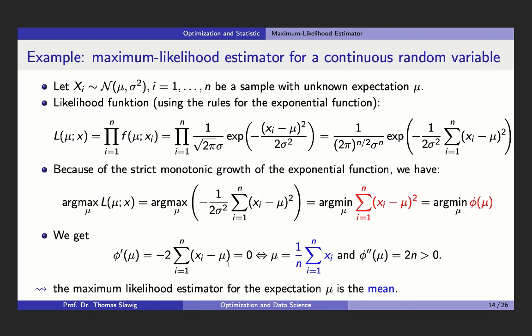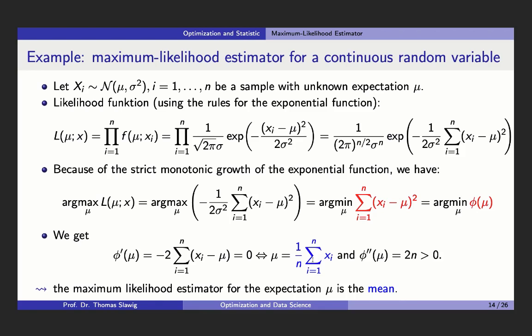So this is the minimizer of this function, because we also have the second derivative of this function. So here again, another time computing the derivative, we get a constant value as in the last example, which is greater than 0. So this is really a minimizer of this function. And this is again the mean. So the mean is the maximum likelihood estimator for the expectation of normally distributed random samples, independent from the variance.